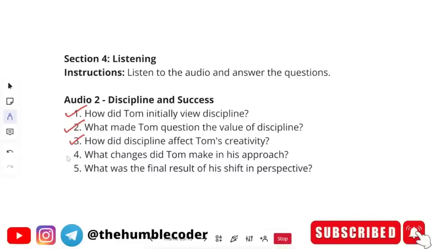Let's see the next question that we have here. What changes did Tom make in his approach? The correct answer will be, he adopted a more flexible approach, allowing space for innovation. Let's see the next question that we have. What was the final result of his shift in perspective? The correct answer will be, the result was that his work improved and he found more passion in what he did.